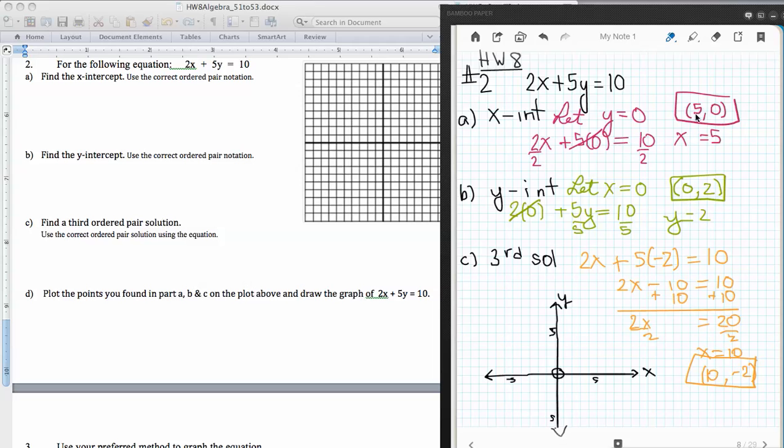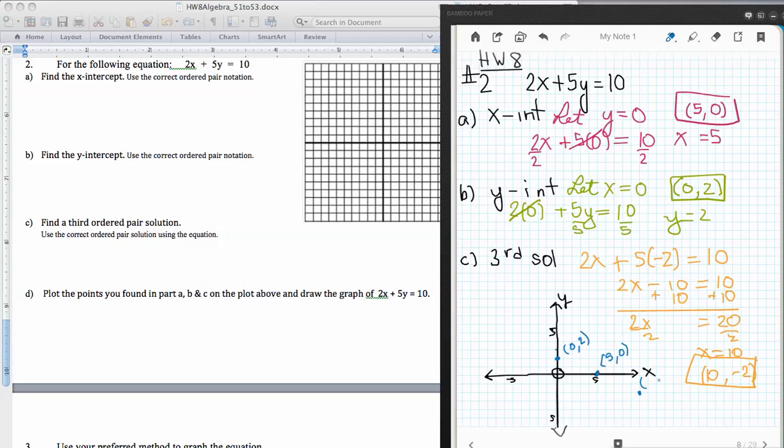So we're going to go ahead and plot these 3 points. So there's my x-intercept, x is equal to 5, and I'm going to put that point right there. And I'm going to label it with my ordered pair, because remember, that's one thing that I also always ask that you do, is label your points. Then I'm going to plot my y-intercept, my 0, 2, oops, that's 0, 3. There's 0, 2 right there, and I'm going to label it with its ordered pair. And then I'm going to plot the 10, negative 2. So there's 6, 7, 8, 9, 10, 1, 2, down. So there's my point right there.